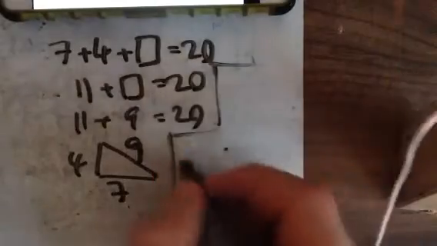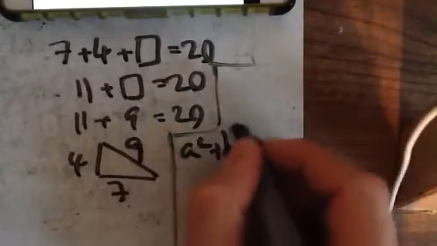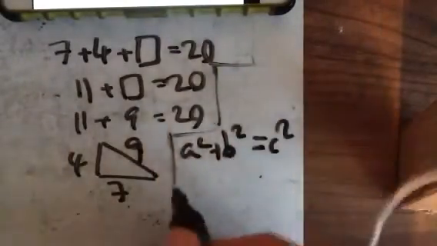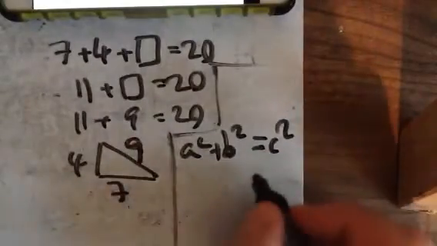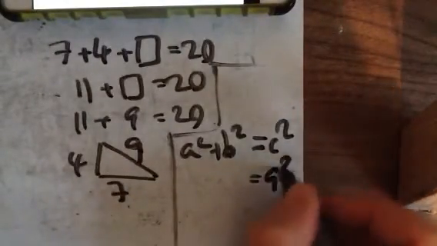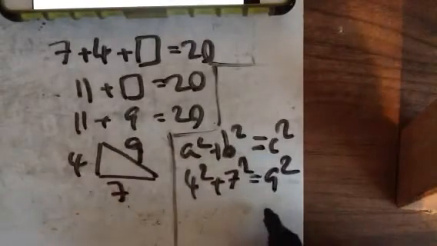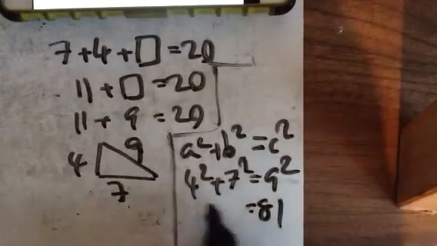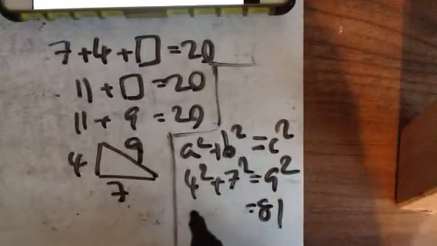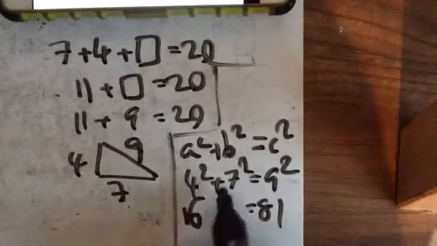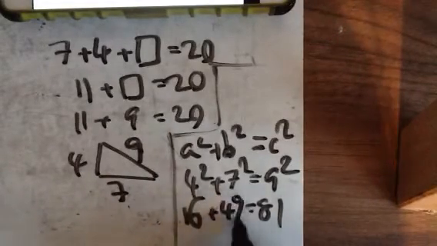So I'm actually going to do Pythagoras, which is a squared plus b squared equals c squared. Now, as long as c squared is my longest side, it should do. Okay, so this is 9 squared, this is 4 squared, and this is 7 squared. 9 squared is 81. So we need to make sure this side here equals 81. 4 squared is 16. 7 squared is 49.